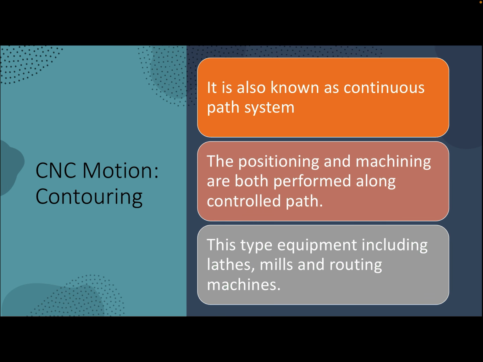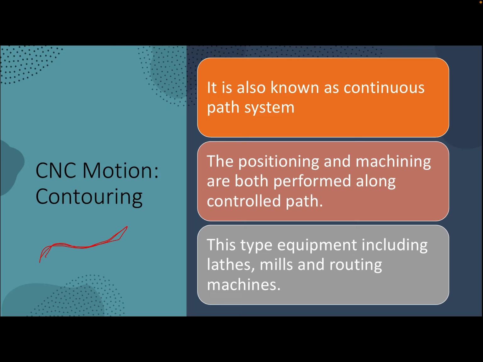Next subclassification is the contouring system. In contouring system CNC machines, the tool cuts the material following a contour or a path, like such a contour. It will follow such a contour or path, so it works in a continuous path. This type of equipment includes lathes, mills, and routing machines.